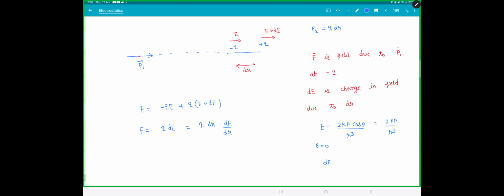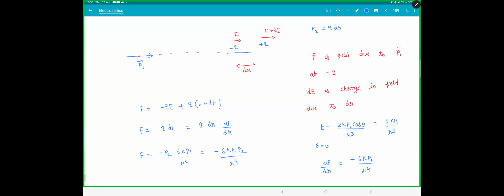So dE by dr will become minus 6 kp by r power 4. And Q into dr becomes P1, so that will be P2, 6 k P1 by r power 4 with a minus sign. So there, minus 6 k P1 P2 by r power 4. That is the force between these two dipoles, everyone. Minus indicates they attract each other. This is one way to do. Take E, dE, and do it.